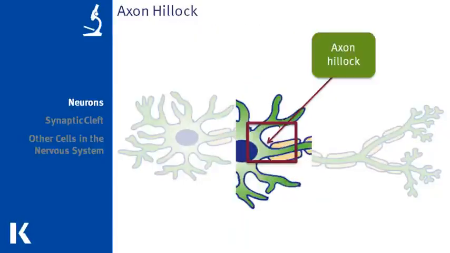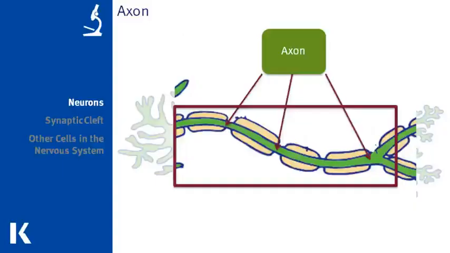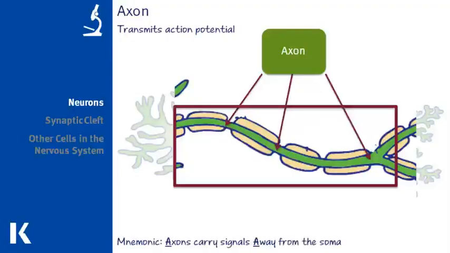Just to the right of the cell body is a part called the axon hillock. Action potentials originate in this axon hillock. Continuing to the right of the axon hillock is the axon itself. The axon is the long, thin structure that extends out of the soma. Axons work to carry the action potential from the cell body to the other end of the neuron. And we can remember what axons do by recalling that axons carry signals away from the soma.